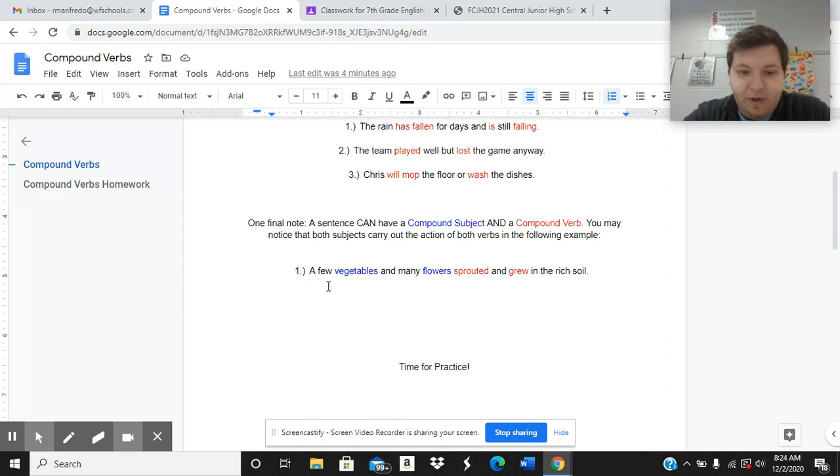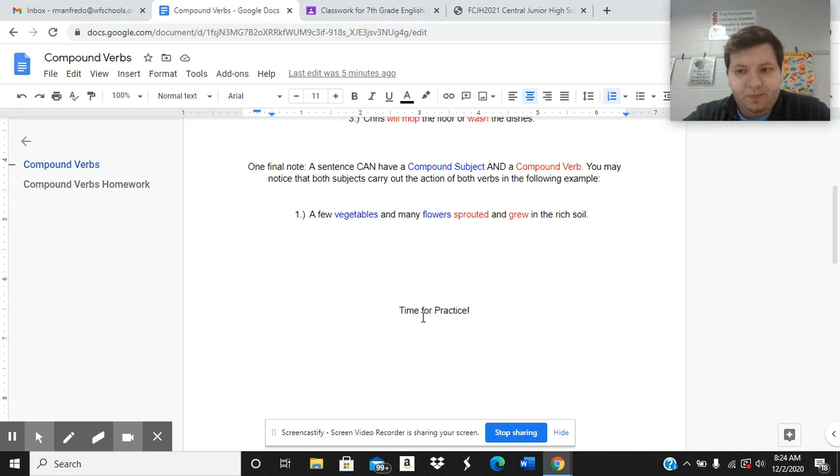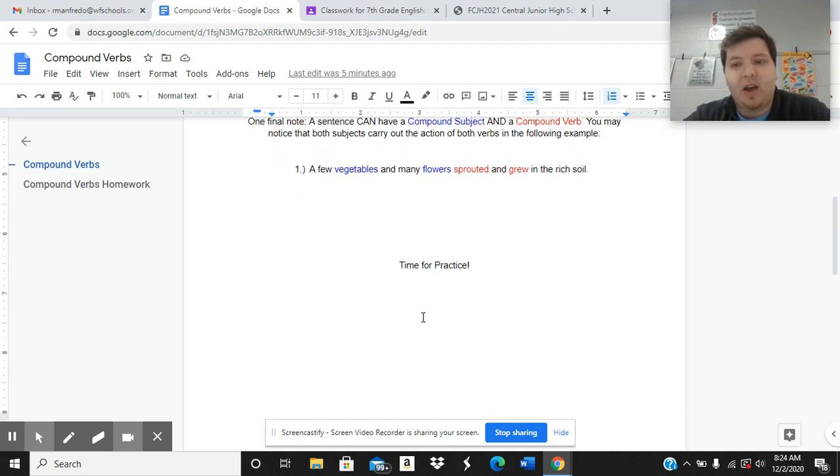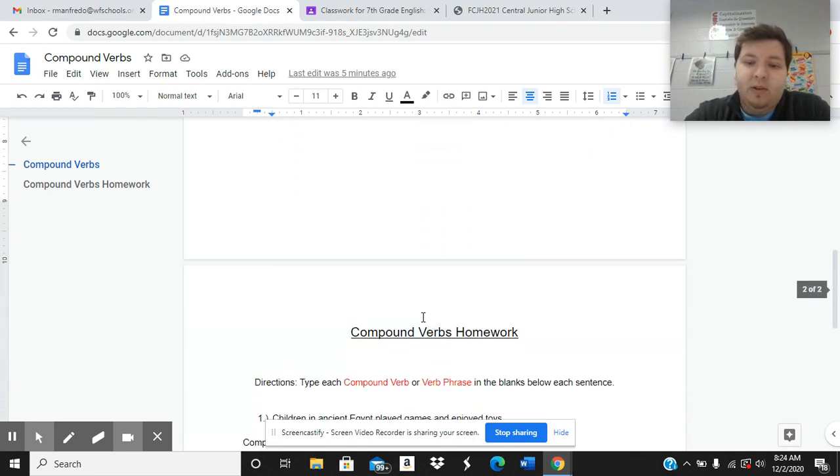And this one right here: a few vegetables and many flowers sprouted and grew in the rich soil. We have vegetables as well as flowers. That's our compound subject, and both of those things are performing both of these actions. They both sprouted and they both grew. In this case, with our color coding here, vegetables and flowers are our subject, and sprouted and grew is our compound verb. Just keep in mind, you can have a compound subject with your compound verb, but you don't have to. So let's look at your homework.